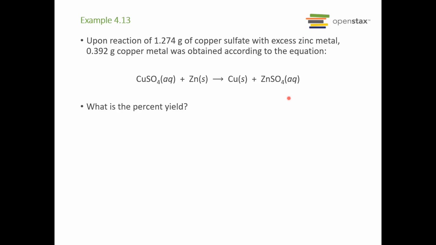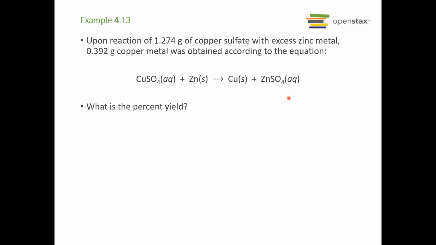So to see an example here, we've got a reaction of 1.274 grams of copper, should be copper 2 sulfate, with excess zinc. It's telling us we've got excess zinc just to ensure that all of that copper sulfate could react. If we only had like 0.01 grams of zinc, or 1.01 grams of zinc rather, that's certainly not going to be enough to react all of the copper 2 sulfate.